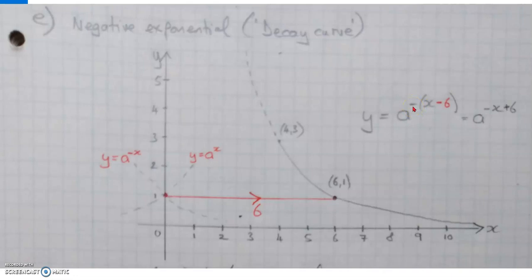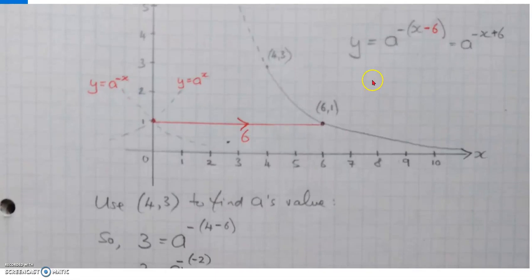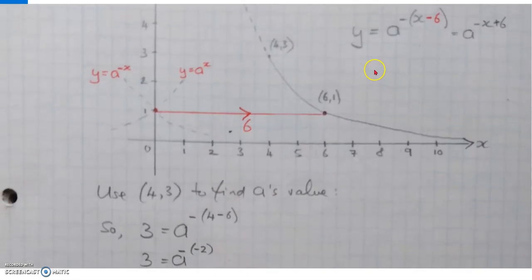Okay? If you remove the brackets, of course, it would look something like that: a to the power of minus x plus 6. All right? So this graph here is going to be of that form. We don't know a, so we're going to use this point where it starts, 4, 3, to find a. Okay? So if you do that, your bit of algebra might look a little bit tricky, but if you keep a clear head, you should be able to get it.